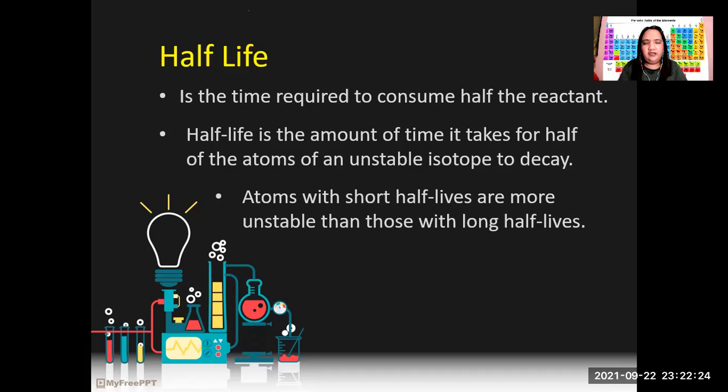Next, half-life is the amount of time it takes for half of the atoms of an unstable isotope to decay. This is just a more detailed definition, but basically it's the same as the first bullet. And of course, something to note: atoms with short half-lives are more unstable than those with longer half-lives. So the longer the half-life, the more stable the isotope.